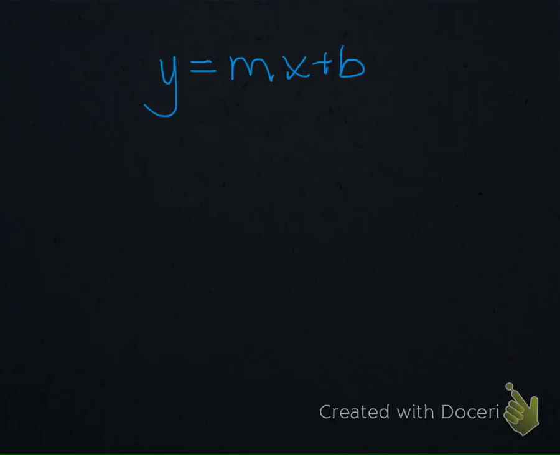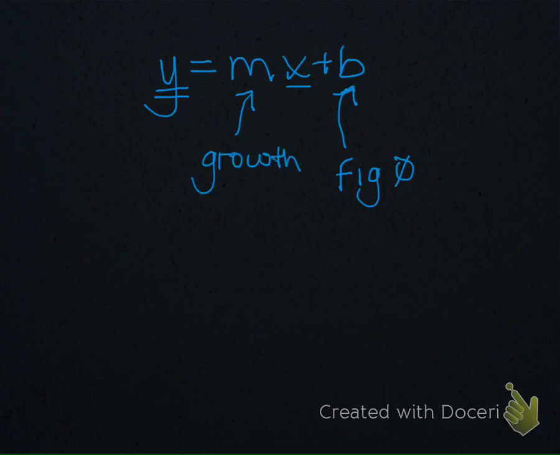In this video, we are going to look at how you represent a linear pattern with a graph. And so we're going to remind ourselves of the rule y equals mx plus b, where x represents our figure number, y represents our number of tiles, b is going to be the number of tiles in figure 0, and m is going to represent the growth, or how many new tiles we're getting each time.